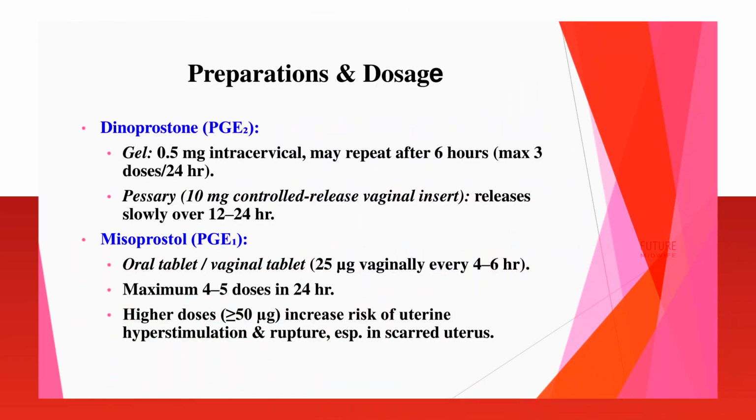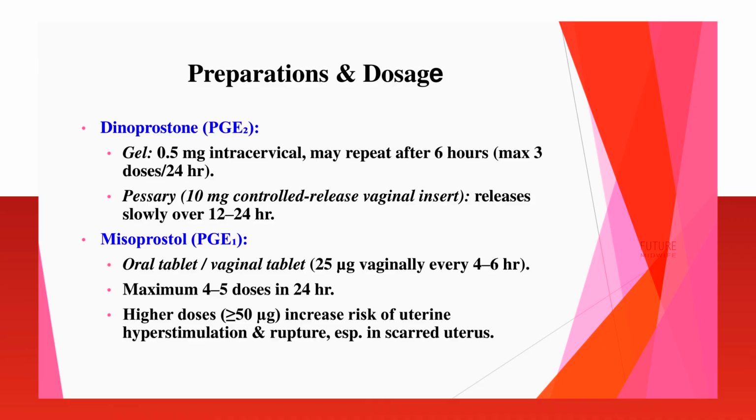Here we'll discuss the preparation and dosage of prostaglandin. I already told you it is available in two forms, that is dinoprostone and misoprostol. In case of dinoprostone, it is available in two forms, gel and pessary. In case of gel, we have to apply 0.5 mg intracervically. It can be repeated after 6 hours. Maximum we have to give 3 doses in 24 hours. When it comes to the pessary form, a 10 mg controlled-release vaginal insert has to be inserted. It releases slowly over 12 to 24 hours.